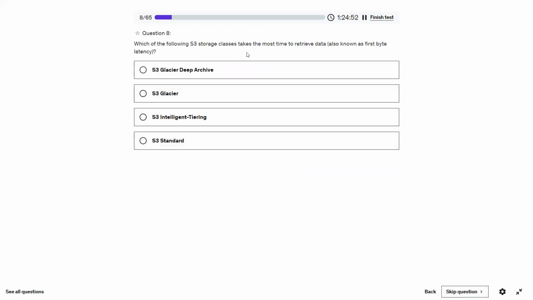Which of the following S3 storage classes takes the most time to retrieve the data? So basically, Glacier, the deep archive. From the options, we get to know it is deep archive. So it's low cost, but it will take more time to retrieve the data.